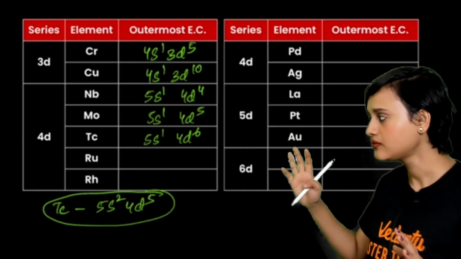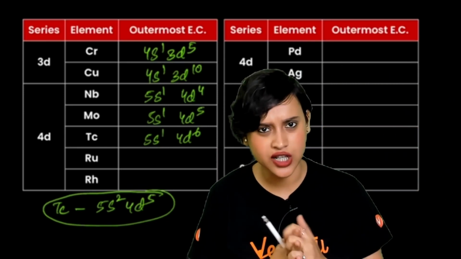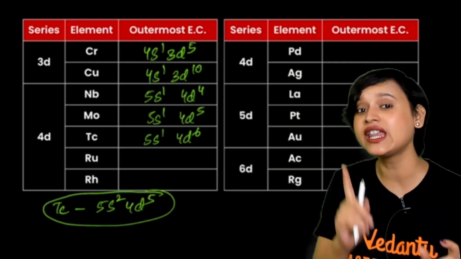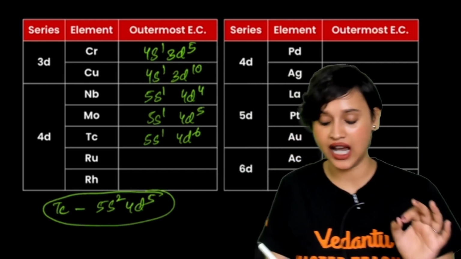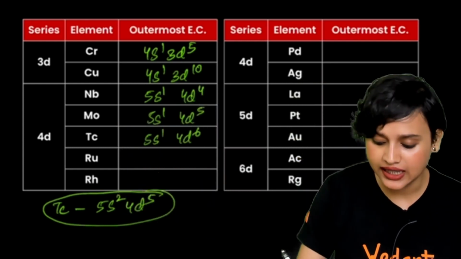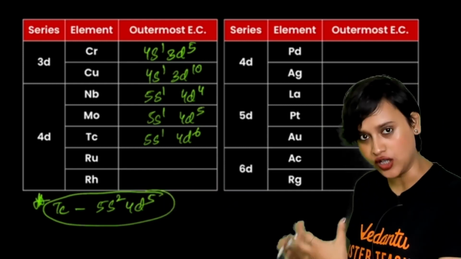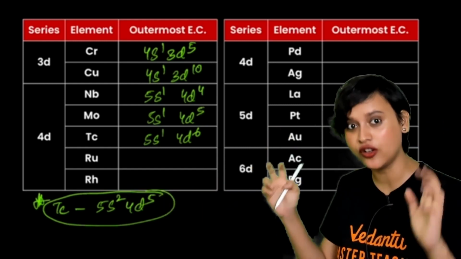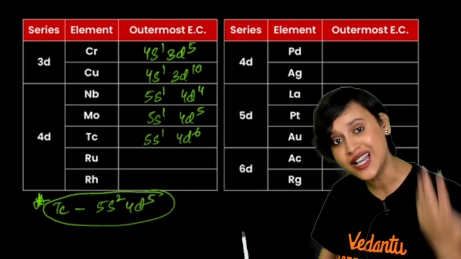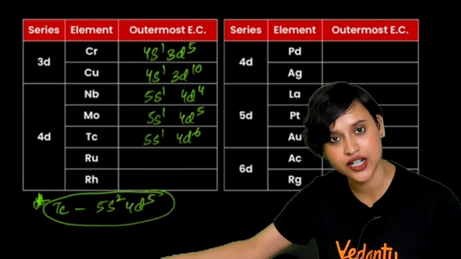But by chance, they will not ask in JEE Mains. They usually do not ask you such confusing electronic configurations. But if they ask, you will follow NCERT. This is just good to know, everybody. According to J.D. Lee, the Bible of inorganic chemistry, it is supposed to be 5s2 4d5, which does make more sense because half-filled and fully filled stability both are seen in this electronic configuration.